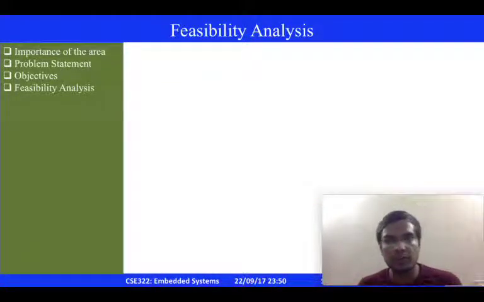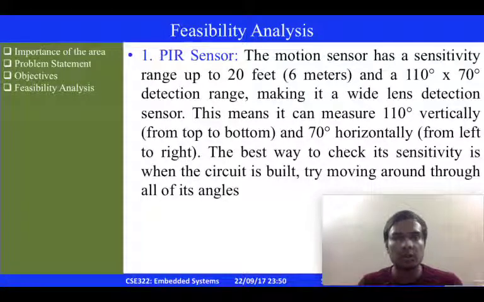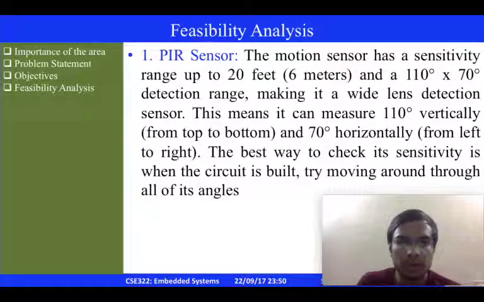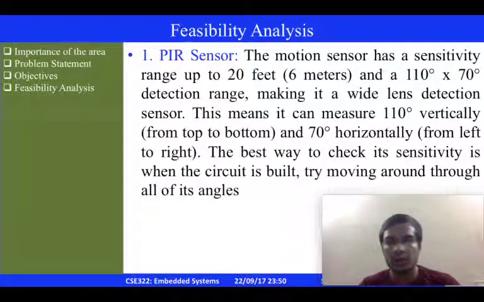Here is the feasibility analysis. We will be using a PIR sensor. The motion sensor has sensitivity range up to 20 feet and 110 degree into 70-degree detection range, making it a wide lens detection. This means it can measure 110 degree vertically and 70 degrees horizontally.